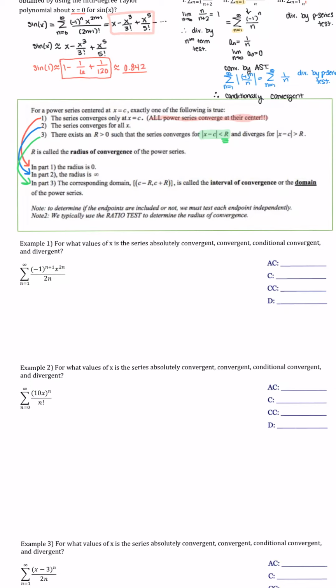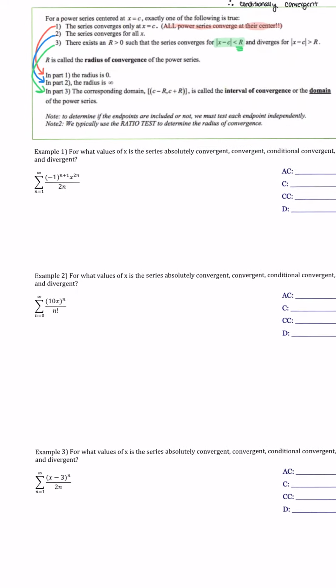Because whenever I take my limit as n approaches infinity of a sub n plus 1 all over a sub n, I know that whatever that limit is, the whole series will converge when that limit is less than 1. So it builds in this notation that I've highlighted in green for us. So let's take a look at some examples.